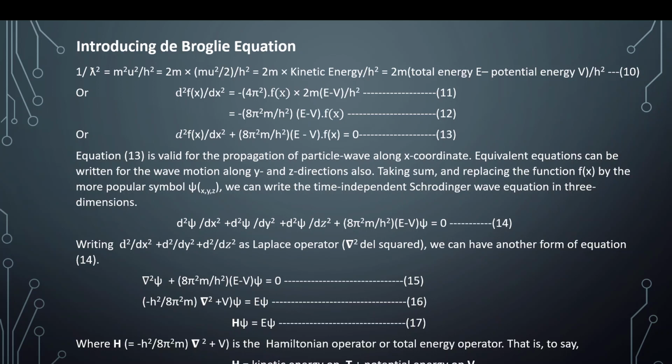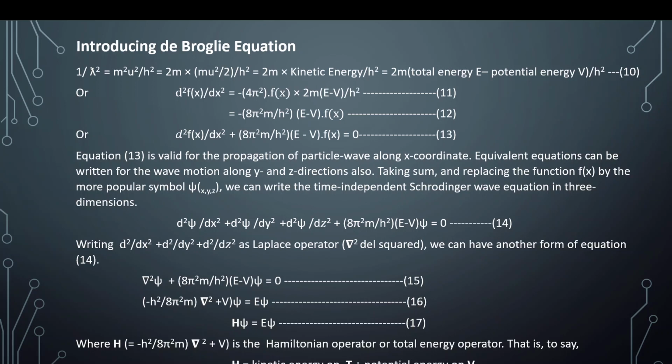Taking the sum of these three and replacing the function f(x) by the more popular function psi(x,y,z), we can write the time-independent Schrodinger wave equation in 3 dimensions as d2psi upon dx2 plus d2psi upon dy2 plus d2psi upon dz2 plus 8 pi square m upon h square (E minus V) psi equal to 0. Again simplifying it, we can use the Laplace operator in place of d2 upon dx2 plus d2 upon dy2 plus d2 upon dz2, a scalar operator.